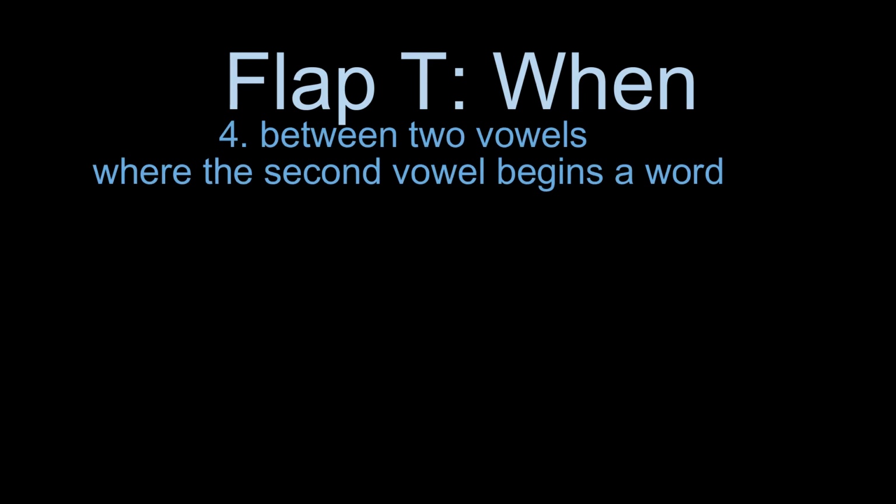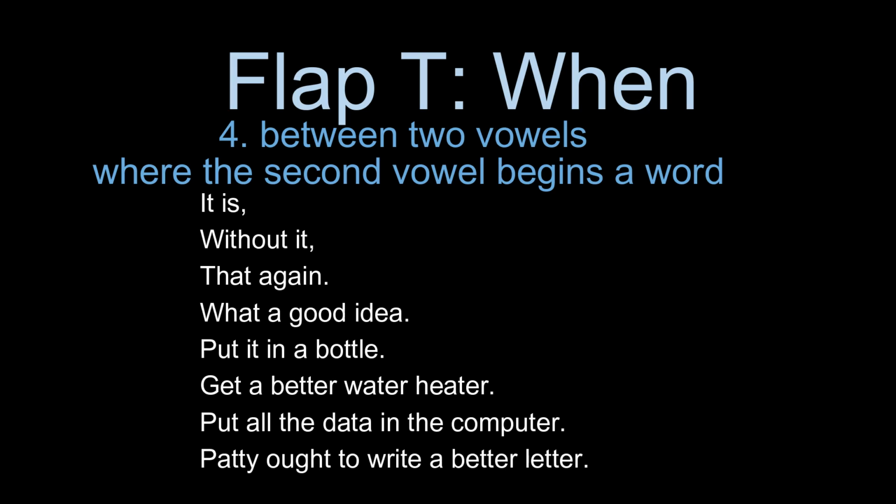Flap T happens in phrases as well, when T occurs between any two vowels, provided the second vowel begins a word. For example, it is, without it, that again. What a good idea. Put it in a bottle. Get a better water heater. Put all the data in the computer. Patty ought to write a better letter.